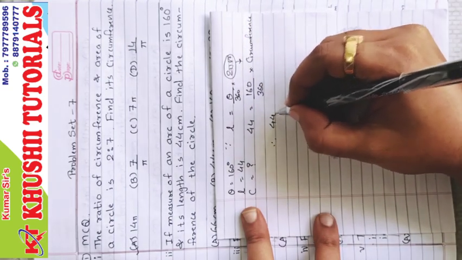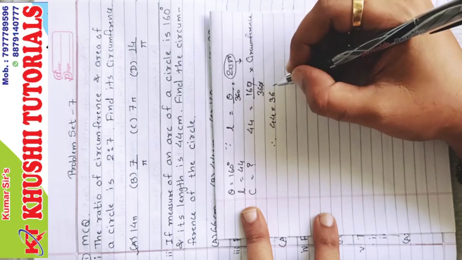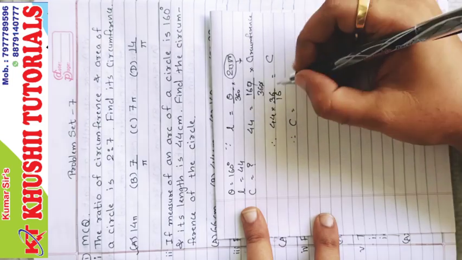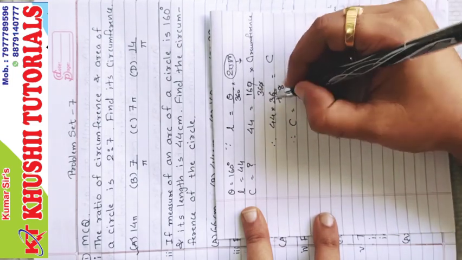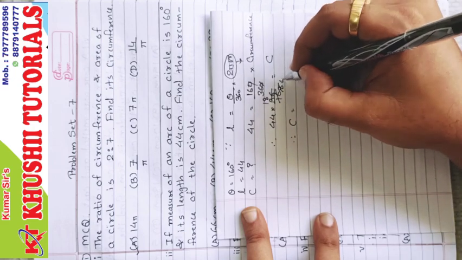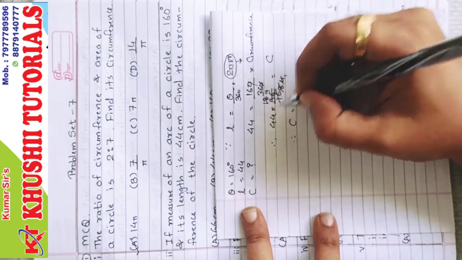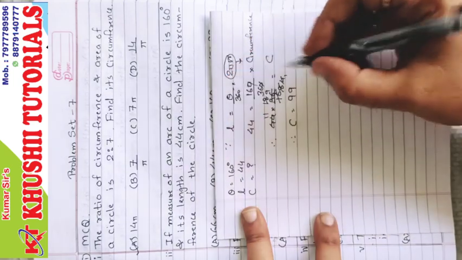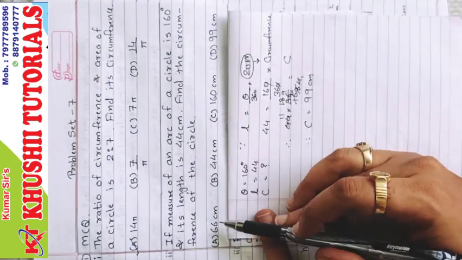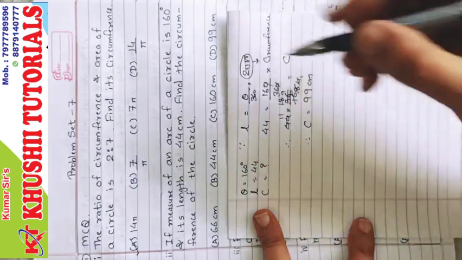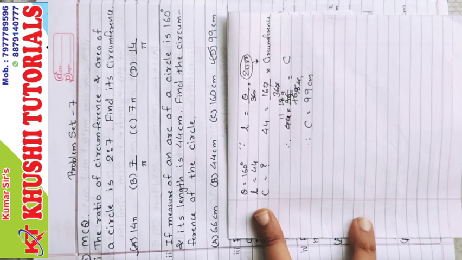Length of arc is given 44, theta is given 160 upon 360 into 2 pi r. We know 2 pi r itself is the circumference. So 44 into 360, we can cancel out 0, so 36 by 16 equal to circumference. Half of 8, half of 18, half of 4, half of 9. 4 1s are 4, 11 9s are 99. Units are centimeter. Options are 66 centimeter, 44 centimeter, 160 and 99 centimeter. So the answer is D, 99 centimeter.